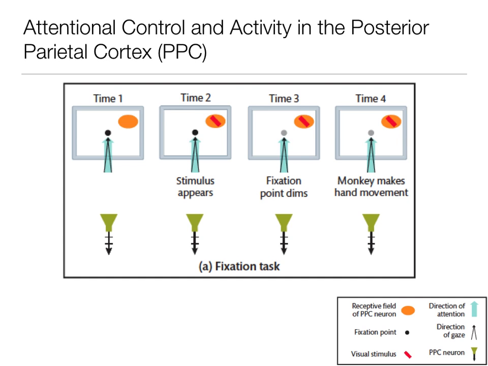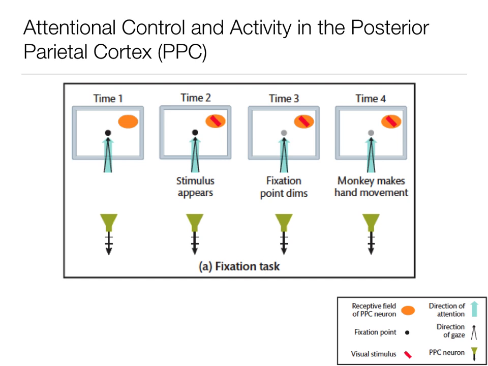So at all 4 times, attention was at that fixation point in the middle. The receptive field of the neuron that they were measuring is the orange oval. And the visual stimulus they were trying to see if it was going to cause this neuron to fire was the red line. Nothing's in the receptive field when the monkey is fixating at time 1. The red line appears when the monkey is still fixating at the center at time 2. So this is in the monkey's periphery, and we don't see an increase in neural firing.